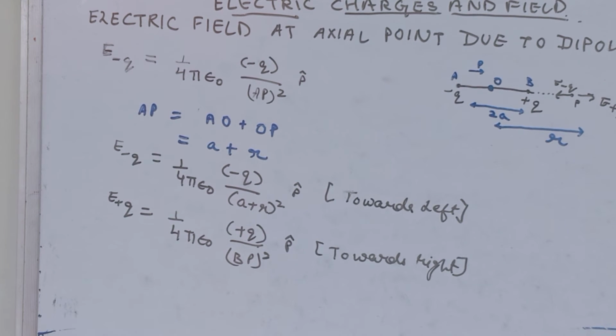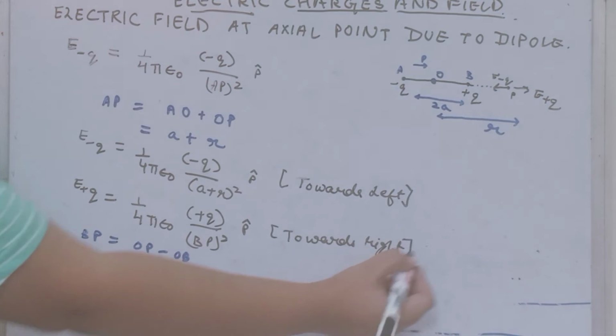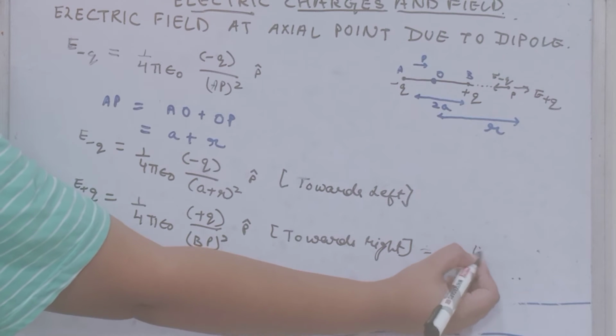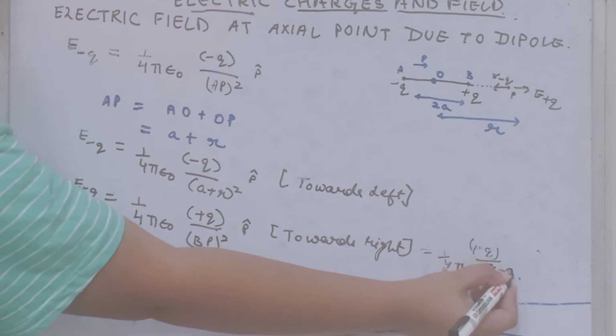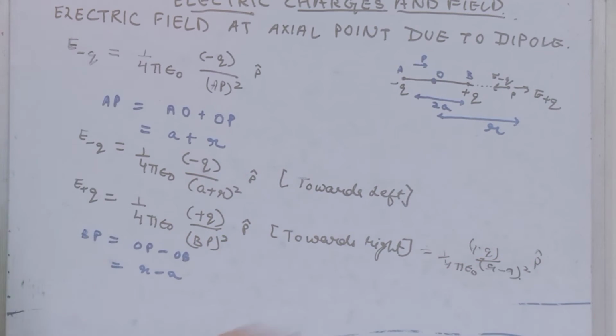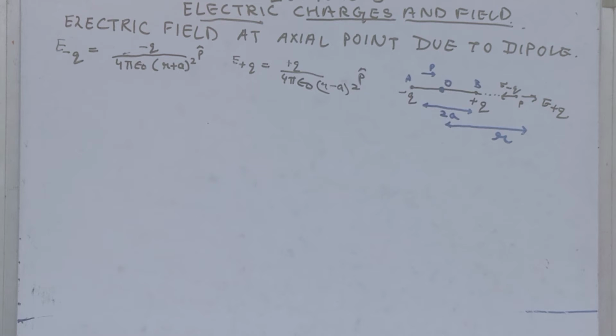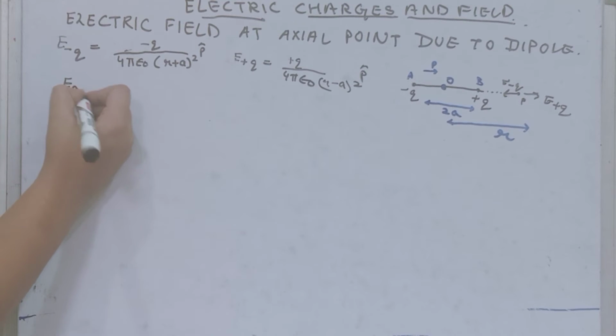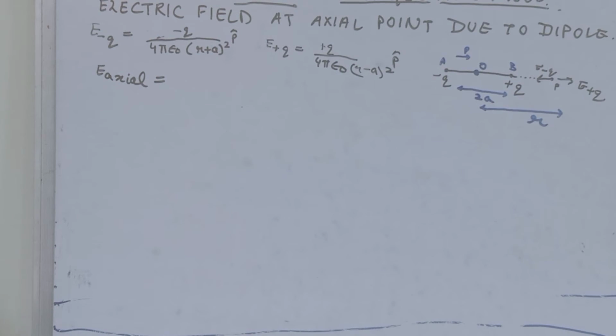Fine. Now what is BP? BP will be equal to OP minus OB, that is R minus A. Fine. So electric field becomes 1 upon 4 pi epsilon naught plus Q upon R minus A whole square into P cap. Fine. Okay, so this is what we have got till now. Now we will add to find the electric field at the axial position. Fine, that is the total electric field at point P.